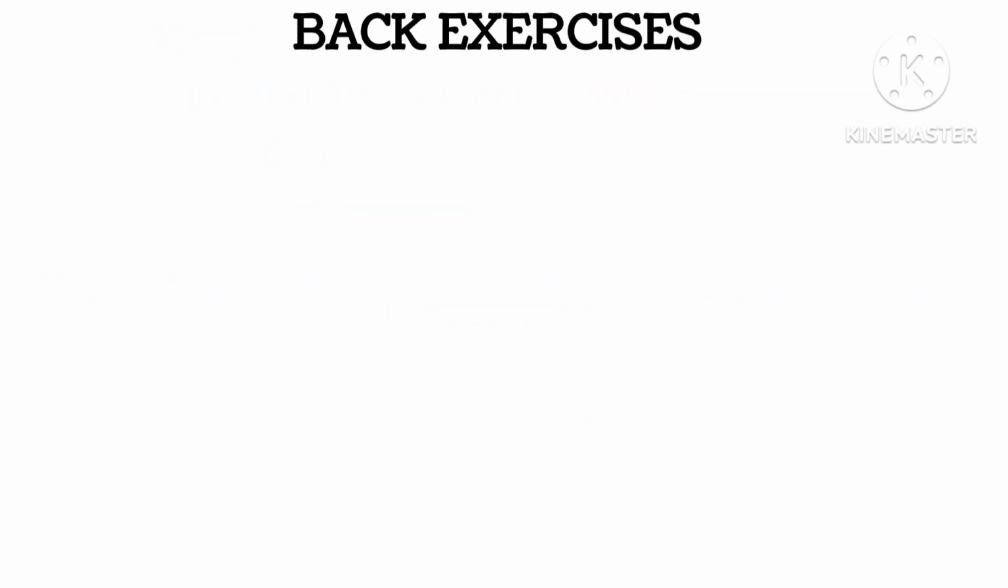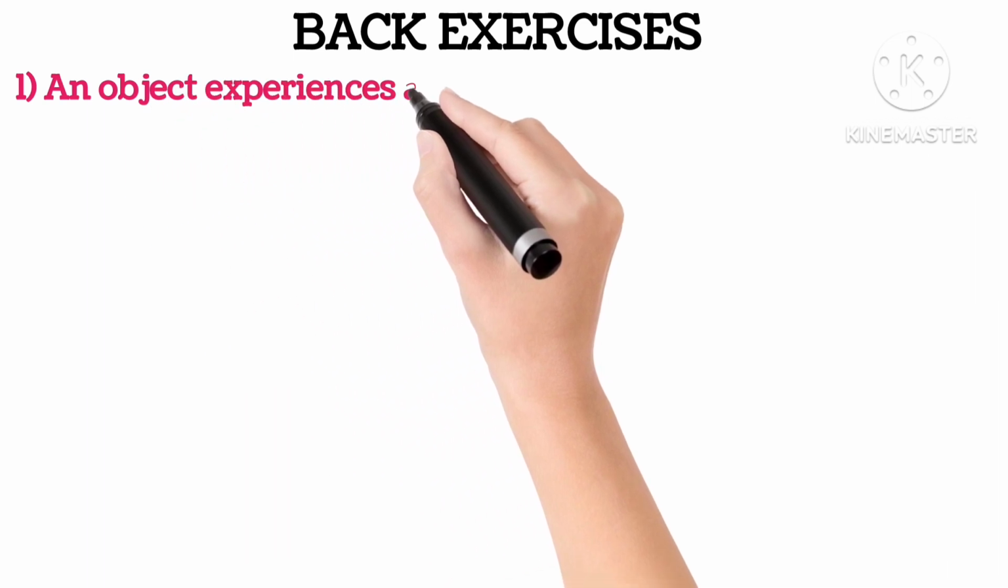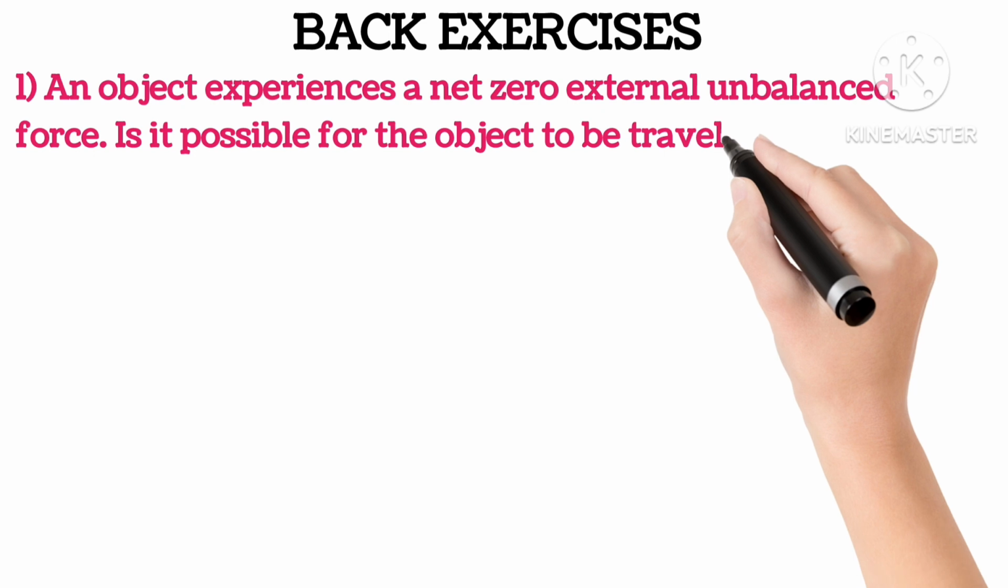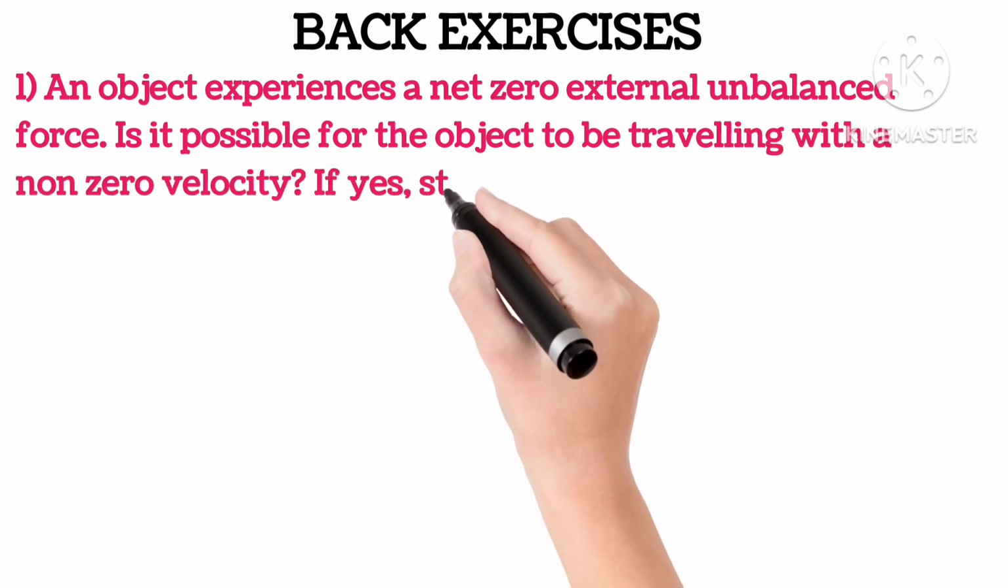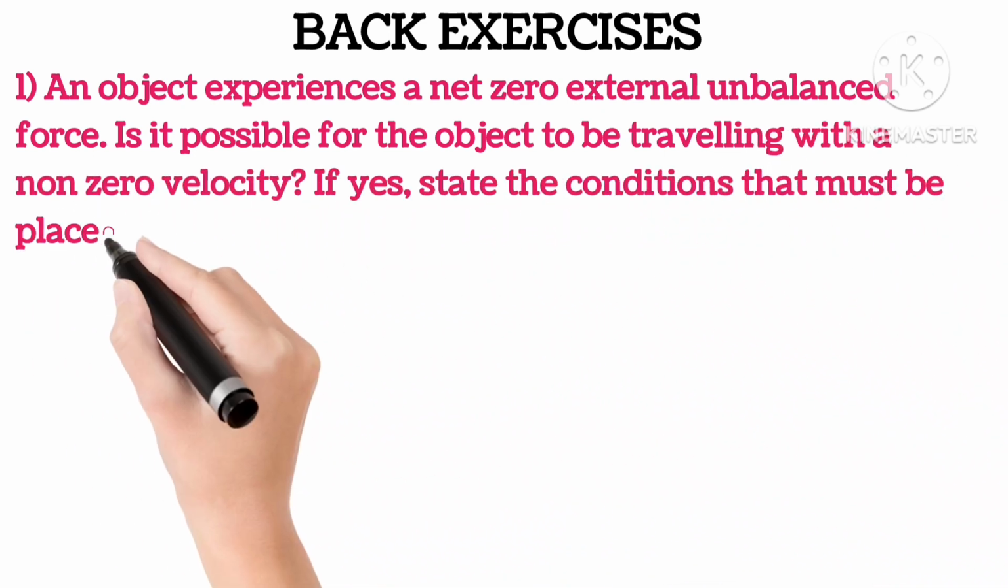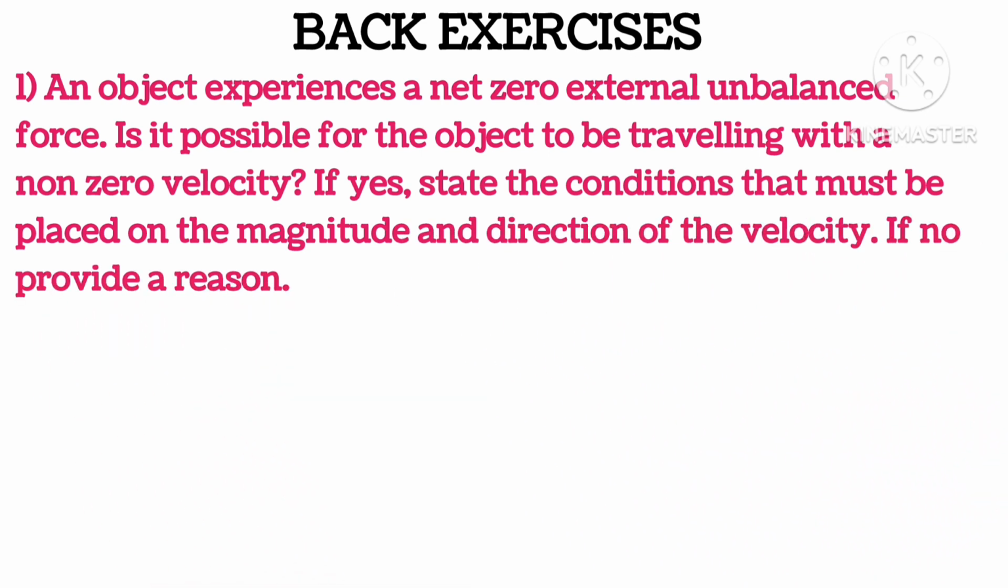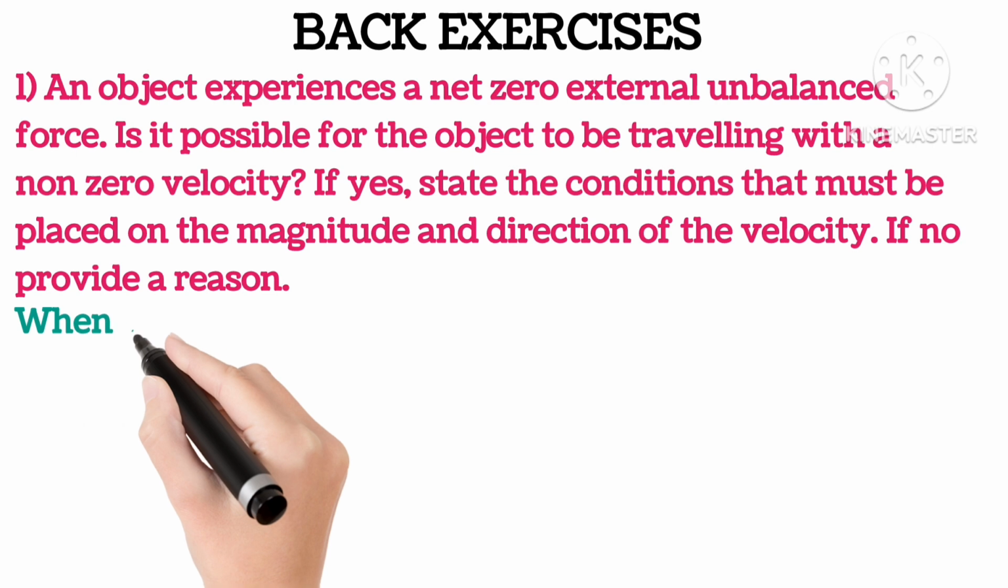Back exercises. First, an object experiences a net zero external unbalanced force. Is it possible for the object to be traveling with a non-zero velocity? If yes, state the condition that must be placed on the magnitude and direction of the velocity. If no, provide a reason.